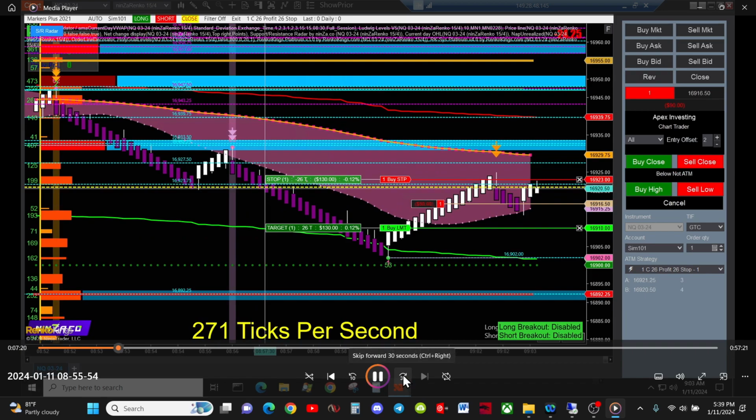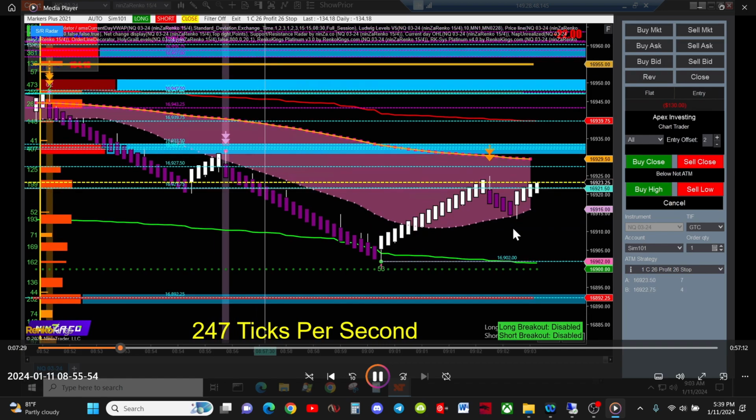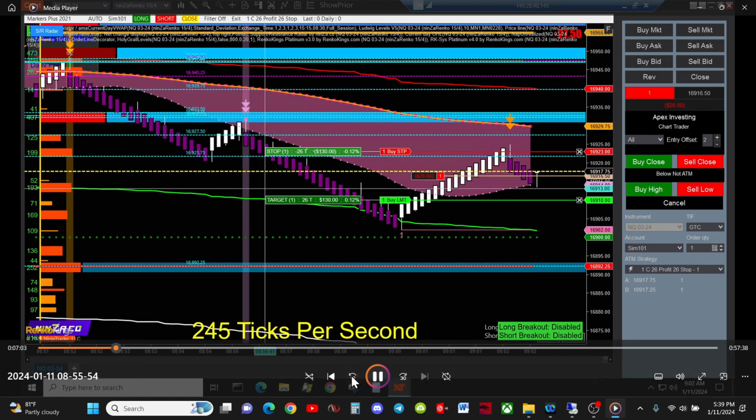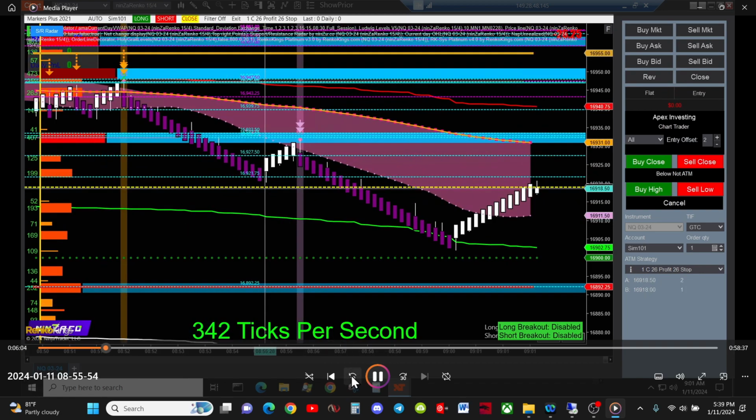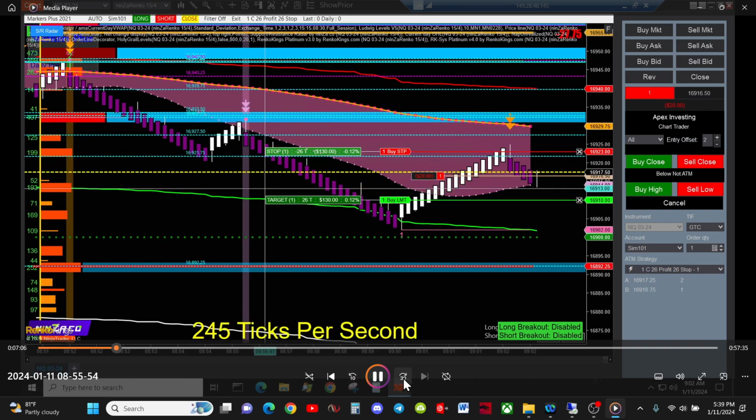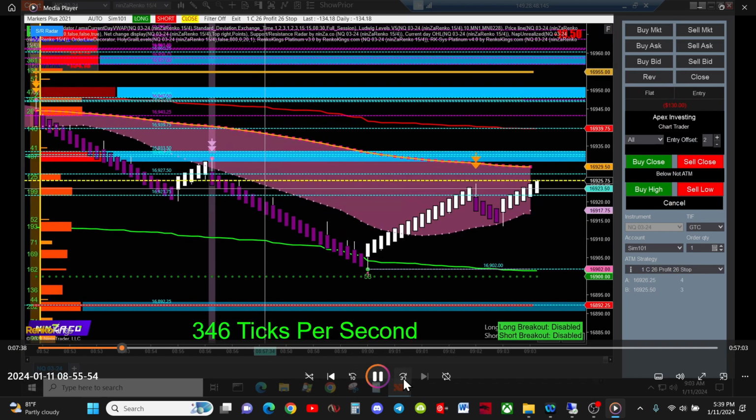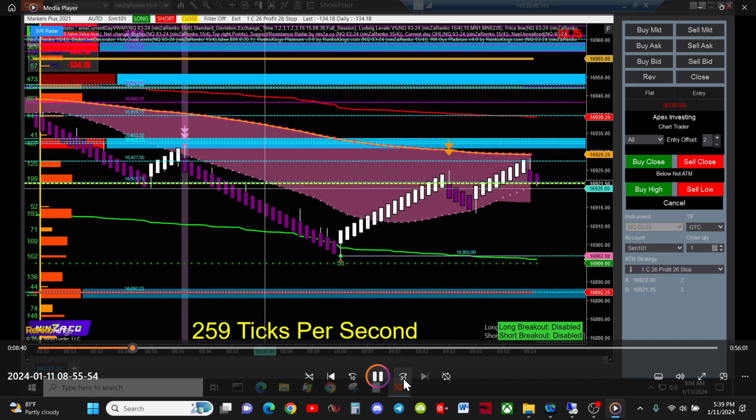Man, look how close it came to hitting that stop. Now there's a level there, and the stop is above that level. Wow. Oh, it did stop out. Okay. So that was the first loss, right? Yeah, we're at 0. So it lost the first trade. Now let's see what it does.